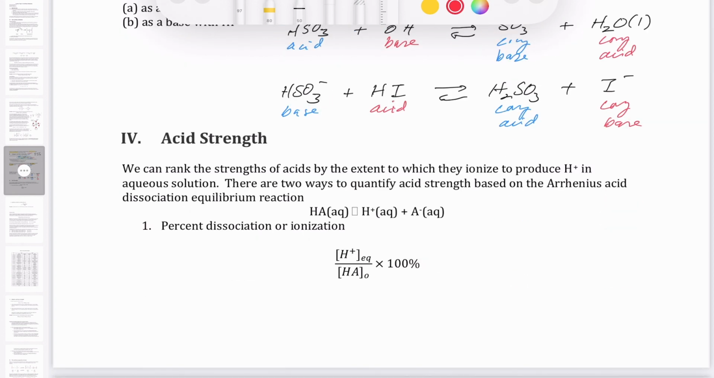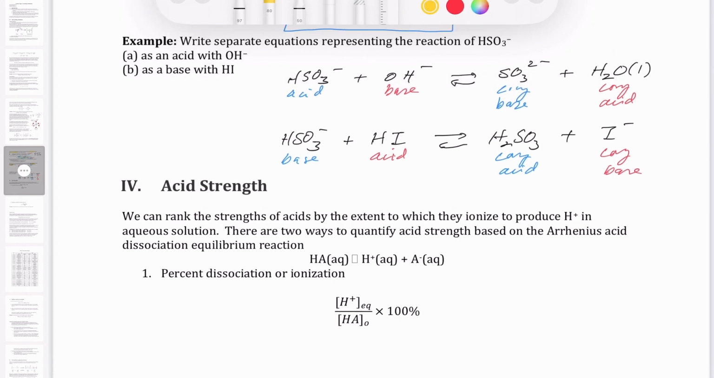Now, once we know how to write these reactions, the next thing we want to think about is the strength of acids. The reason why HSO3 minus behaves differently when it's paired up with OH minus versus HI is because there are differences in the strength of the acid and the base. So the acid and base role can change depending on what the substance is reacting with.